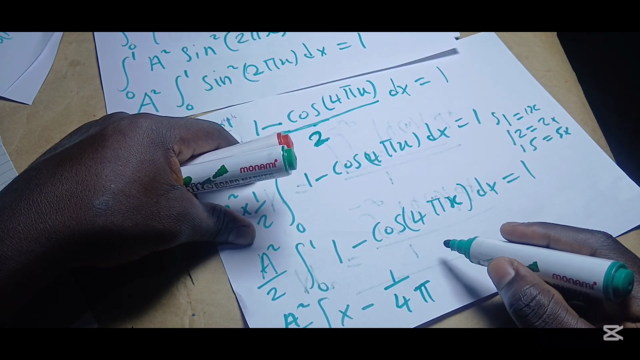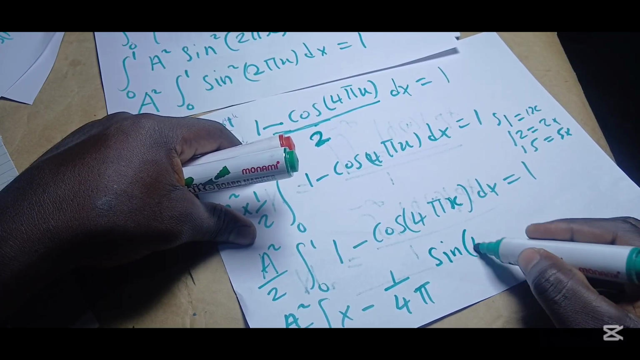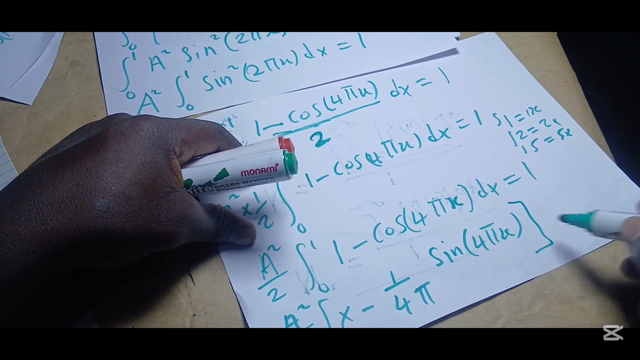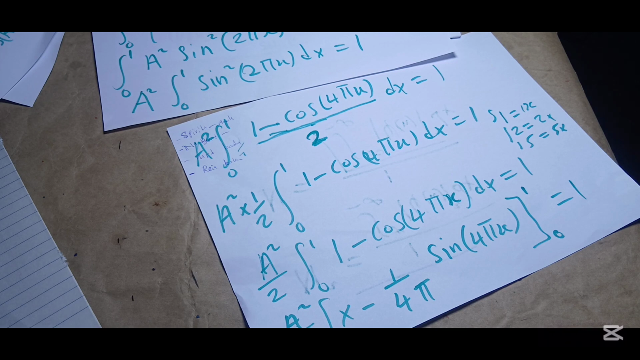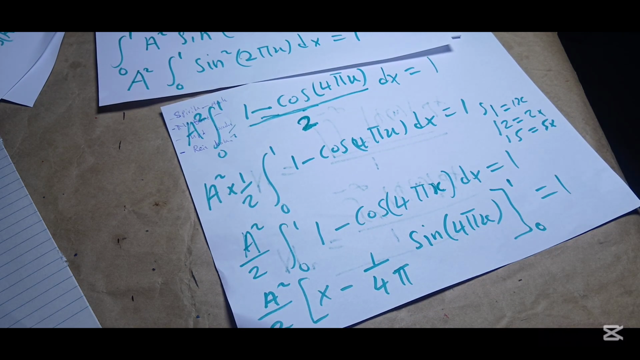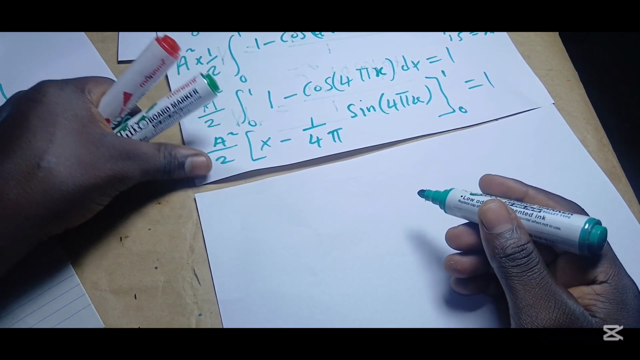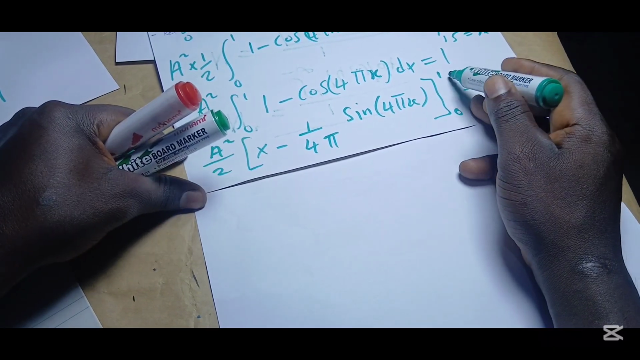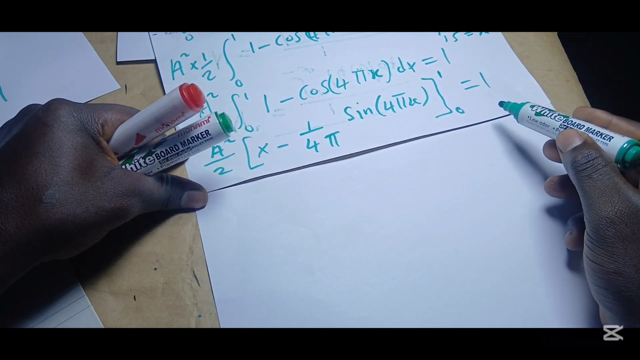And then if we integrate cos, what do we get? We get sine. So sine of everything here, sine 4 pi x. Then we bring in our limit from 0 to 1. There's no need to include the integration constant here, because at the end of the day it will cancel out. Now let's continue and apply the limits. First of all, we put in the upper limit, which is 1. Then we subtract.